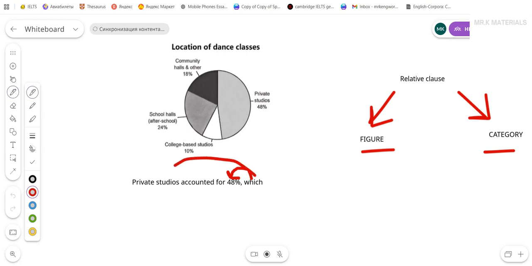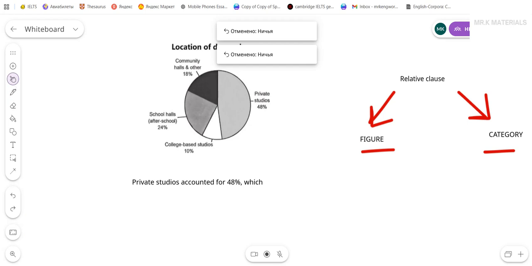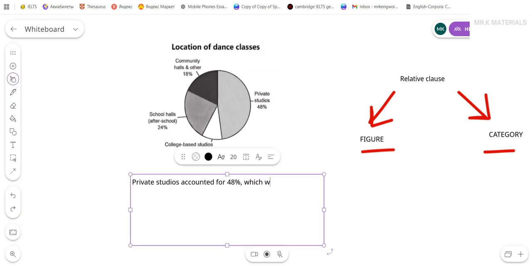Always. It never talks about this. That's a mistake. Only about this. All right, which, what is it? This is a figure, right? I can describe only the figure here, which was the highest figure in the pie chart or in the chart. That's it.